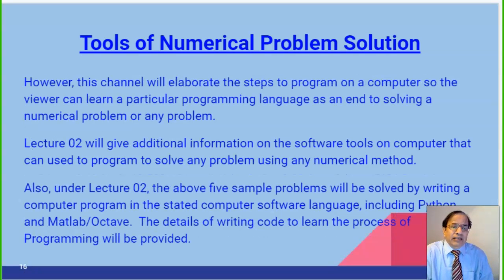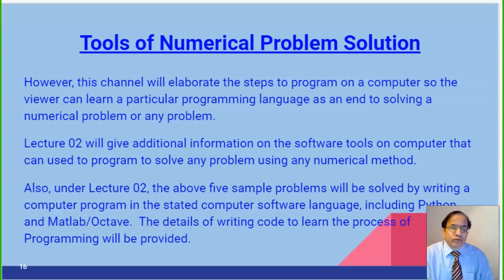However, this channel will elaborate on the steps to program on a computer, so the viewer can learn the particular programming language as a means to solving numerical problems. Lecture 2 will give additional information on the software tools that are available on a computer and that can be used to program to solve any numerical method.